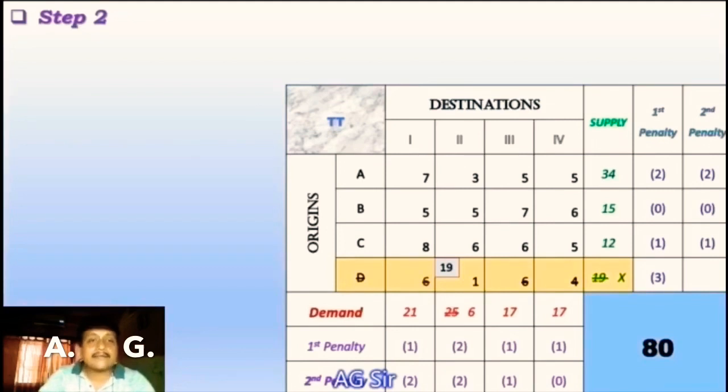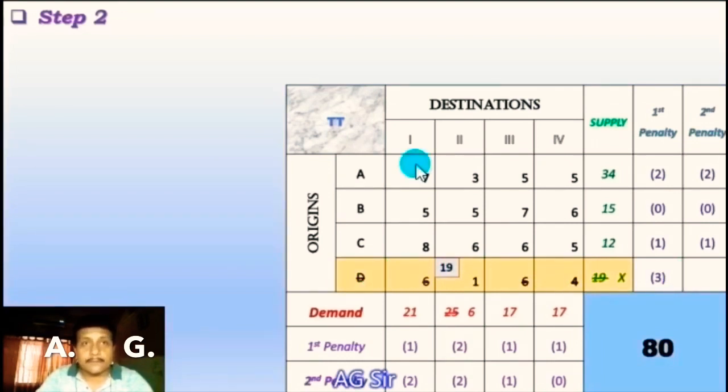You find that in the first row, the least cost cell is 3 and the next least cost cell is 5. The difference between them is 2. So as before, 2 is the penalty in the first row. Similarly, you determine the penalties in each of these rows except the fourth row, because you have already consumed the supply of 19 and nothing is left here. So you put a cross mark over that.